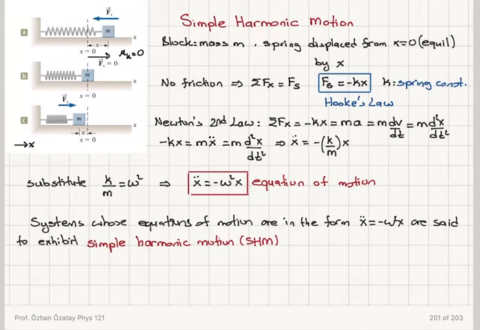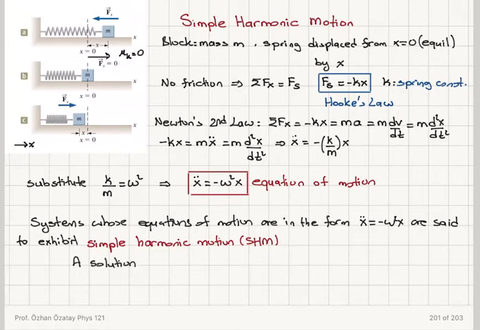SHM. So there are many systems that exhibit simple harmonic motion. For example, you can think of the atoms in a crystal. The atoms will oscillate around their equilibrium positions, just like a block of mass m attached to an oscillating spring. So knowing the solution of this mass-spring system is basically the key to understanding many other physical phenomena that involve the same type of equation of motion.